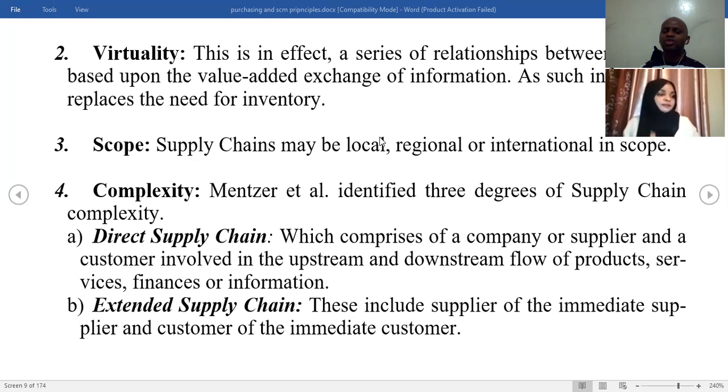Then the other classification is according to complexity. So in this type of chain, we can define supply chain.